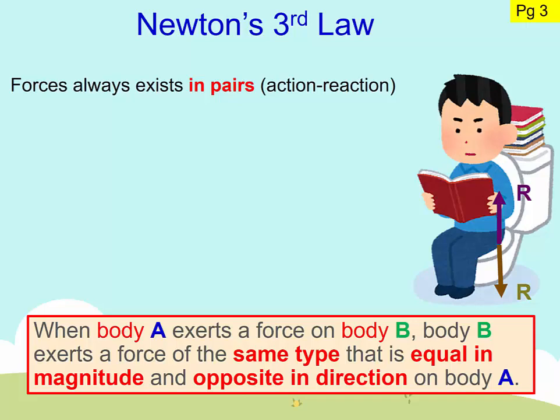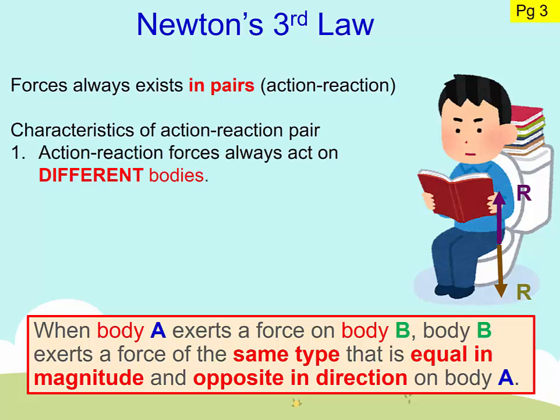Right, forces always exist in pairs, action and reaction pairs. And if we break down Newton's third law into its characteristics, there are three characteristics. Number one, the action-reaction forces always act on different bodies, which is why the third law states body A and body B. So there are two different bodies. In the case of the boy on the toilet seat, the force on the toilet seat, so toilet seat is body A, and the toilet seat also acts a force on the boy. Boy is body B. So they are different bodies.